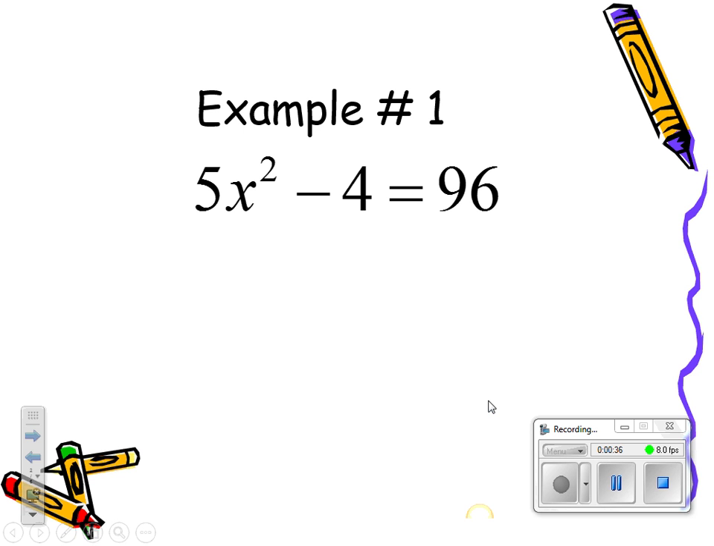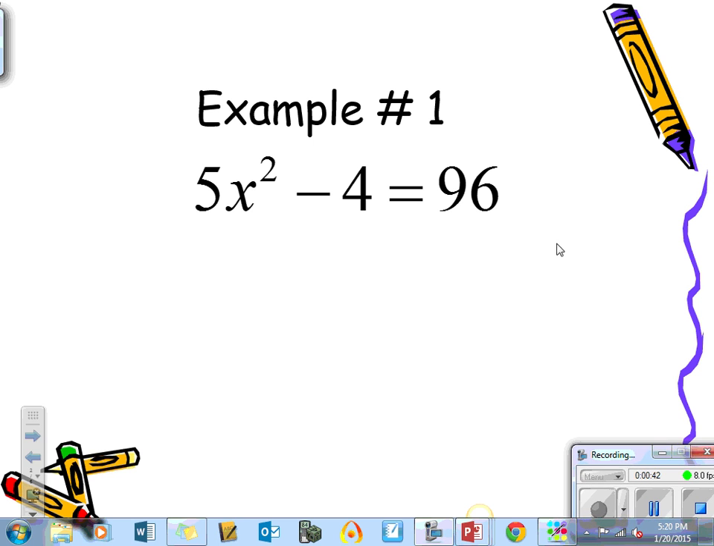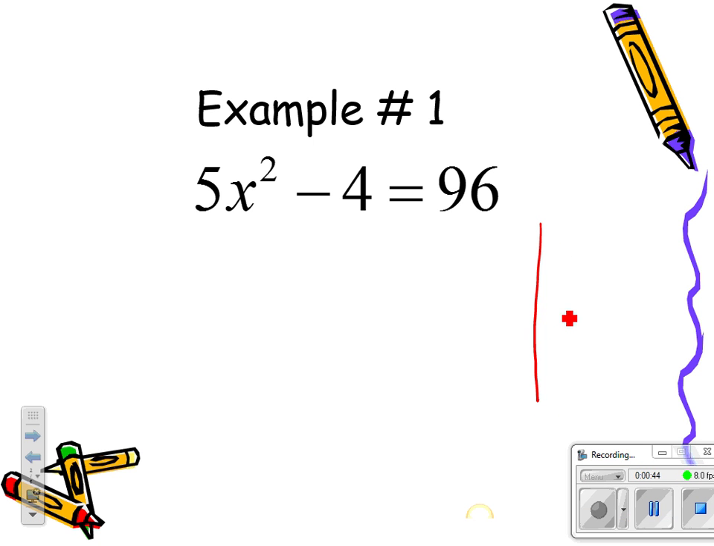Example number 1 says 5x squared minus 4 equals 96. Well, let's take a minute and discuss, on a sidebar, how we would solve 5x minus 4 equals 96. Notice that this is to a power of 1 and this is to a power of 2. But if you notice, we will be doing the same sort of steps for each one of these problems.